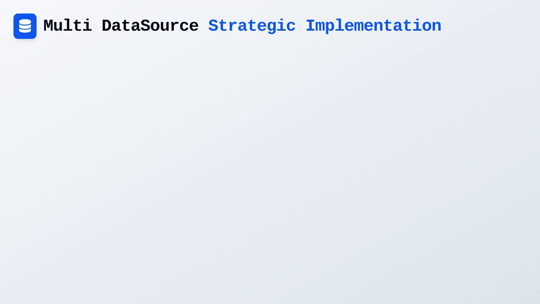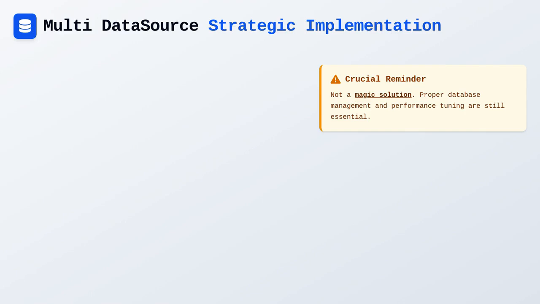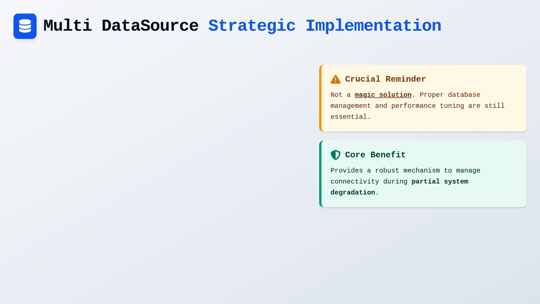In implementing these configurations, you must remember that the multi-data source is not a magic solution that eliminates the need for proper database management or performance tuning. Rather, it is an administrative layer that provides a unified interface for achieving redundancy and balancing traffic across distinct physical pools. By leveraging these legacy configuration styles correctly, you provide the runtime with a robust mechanism for managing connectivity in the face of partial system degradation.